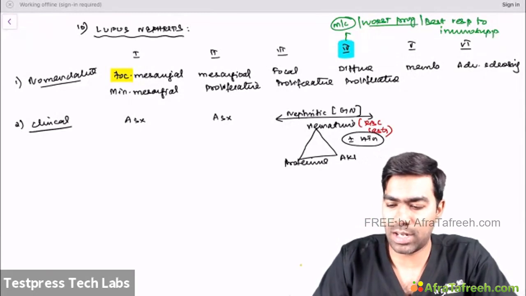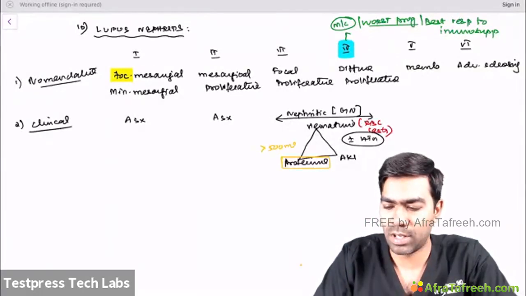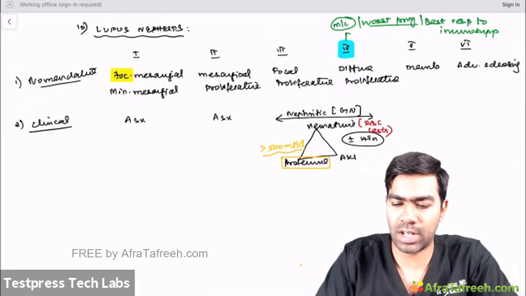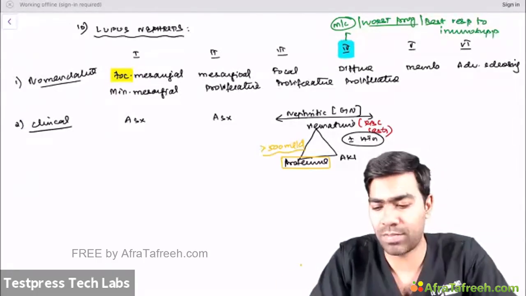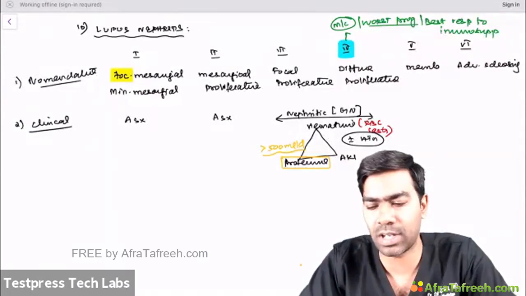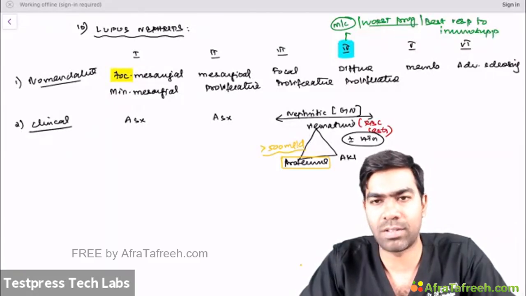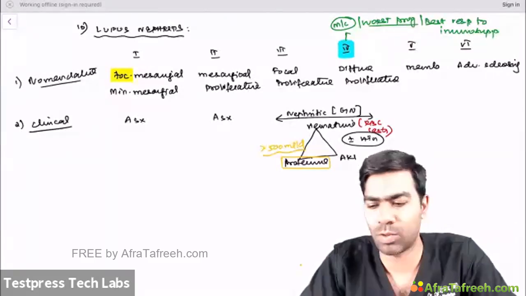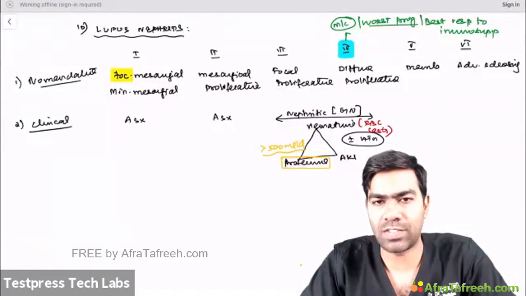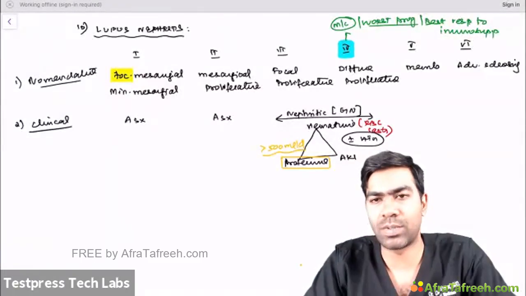And to call proteinuria significant, there should be at least more than 500 milligram per day, or I can tell it as more than 0.5 grams per day. If it is more than that, then it becomes significant. That's how the glomerular proteinuria presents. So this is going to be the characteristic triad as far as class 3 and class 4, the nephritic syndrome, glomerulonephritis is concerned. Class 5, we know they are going to present with membranous nephropathy.